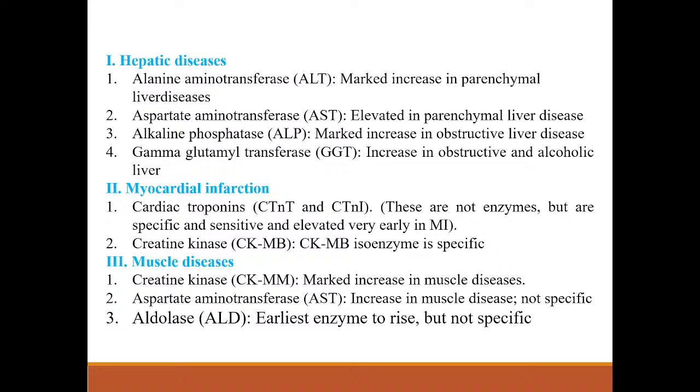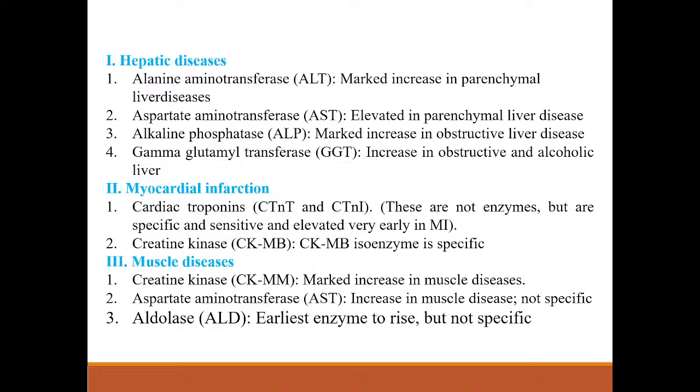In hepatic disease, alanine aminotransferase shows a marked increase in parenchymal liver diseases. Aspartate aminotransferase is also elevated in parenchymal liver disease, but the conditions and stages differ. Also alkaline phosphatase and gamma glutamyl transferase. In myocardial infarction, we have learned about cardiac troponin and creatine kinase. We have ruled out the role of AST and LDH, which are not sensitive.